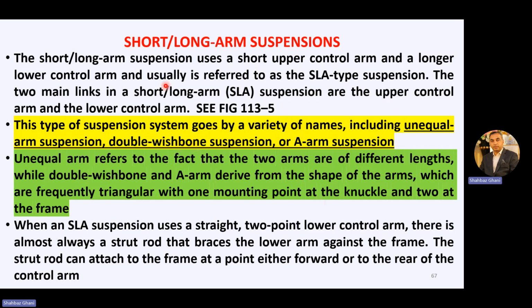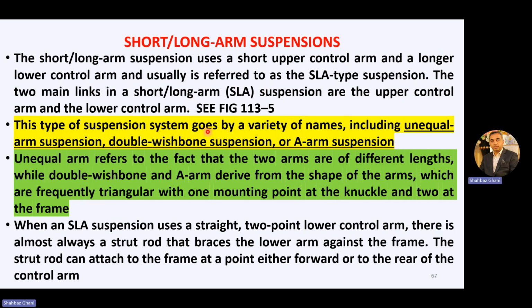Now, the next is the short oblique long arm suspension system. The short oblique long arm suspension uses a short upper control arm and a longer lower control arm, and is usually referred to as an SLA type suspension. The two main links in the short oblique long arm suspension system are the upper control arm and the lower control arm. As the name suggests, the upper control arm is of shorter dimensions and the lower control arm is of the longer dimension.